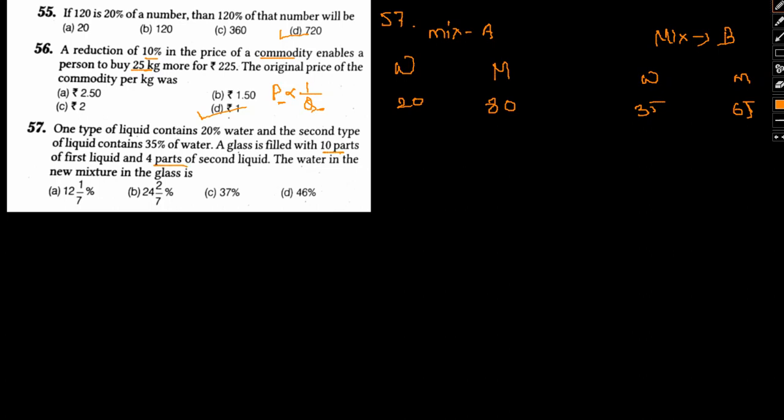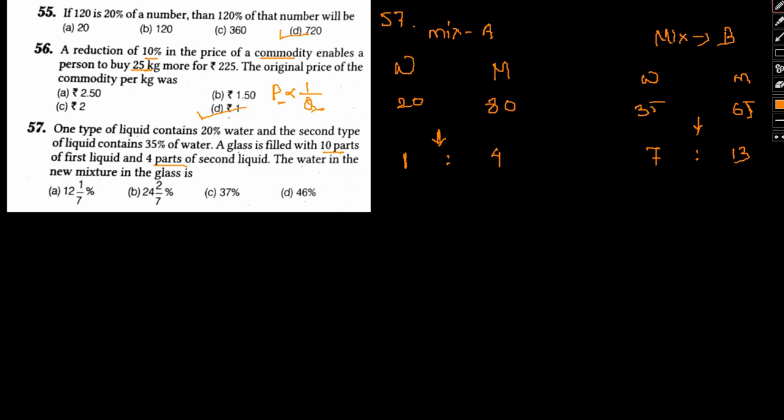So I'll do one thing. Let this go in the ratio, so 10:4, right? Let me break this down into a very simpler ratio. So this will be 1:4 in mixture A, and this one will be 7:13. Okay, 7:13.